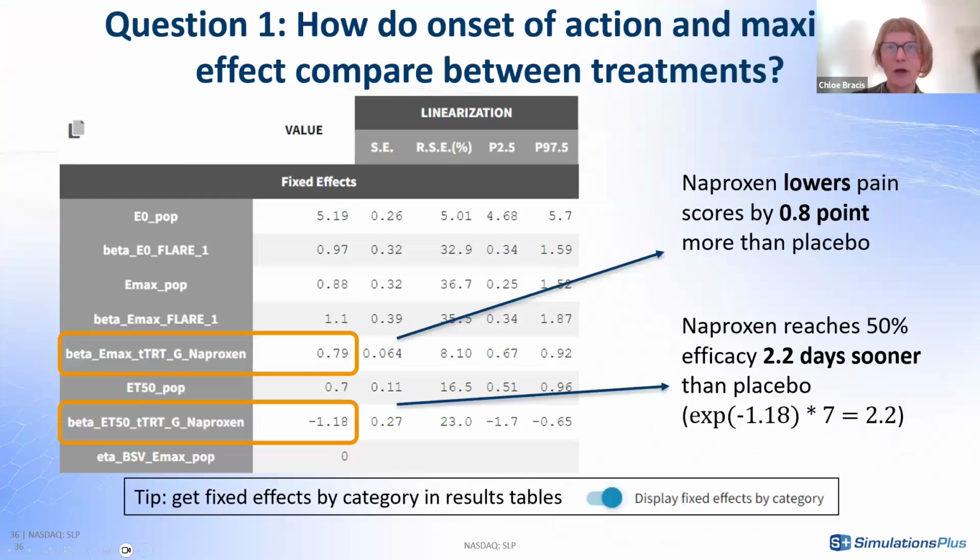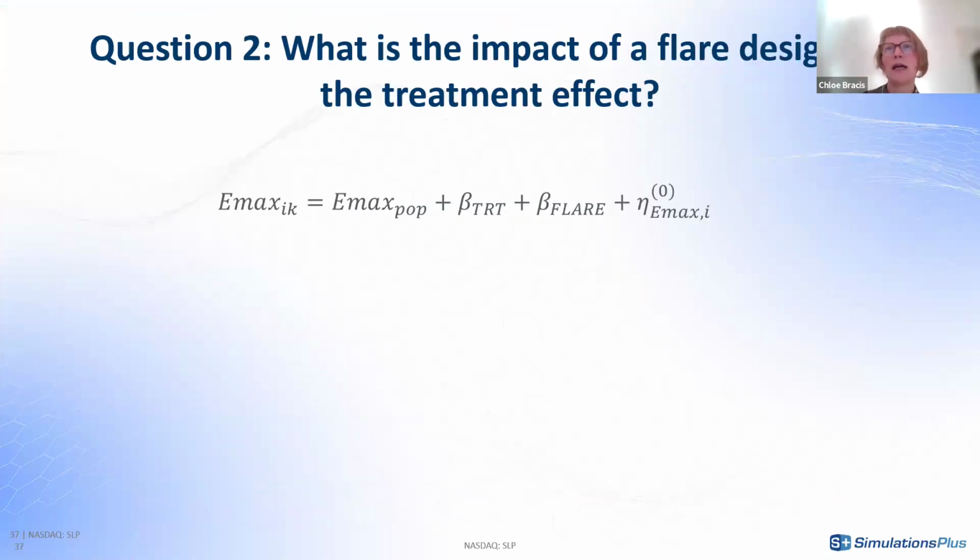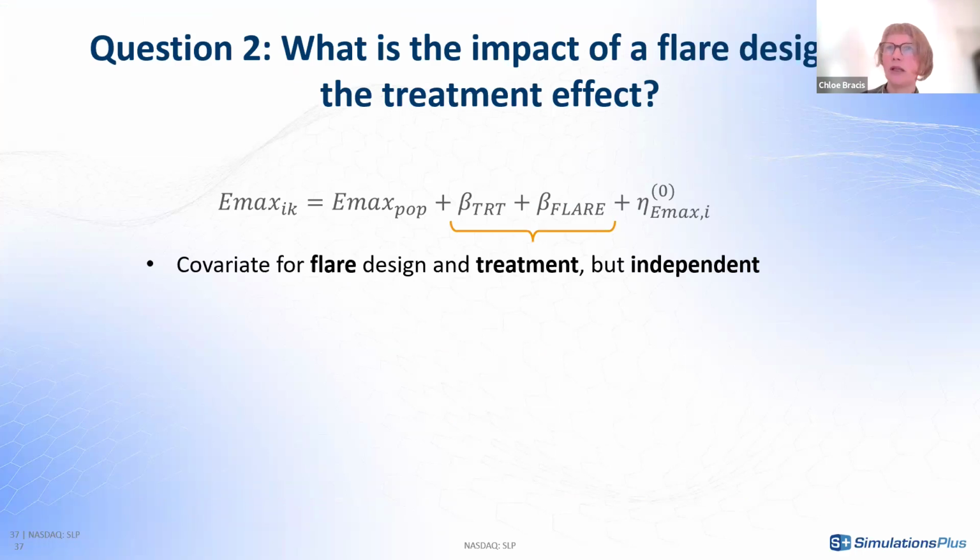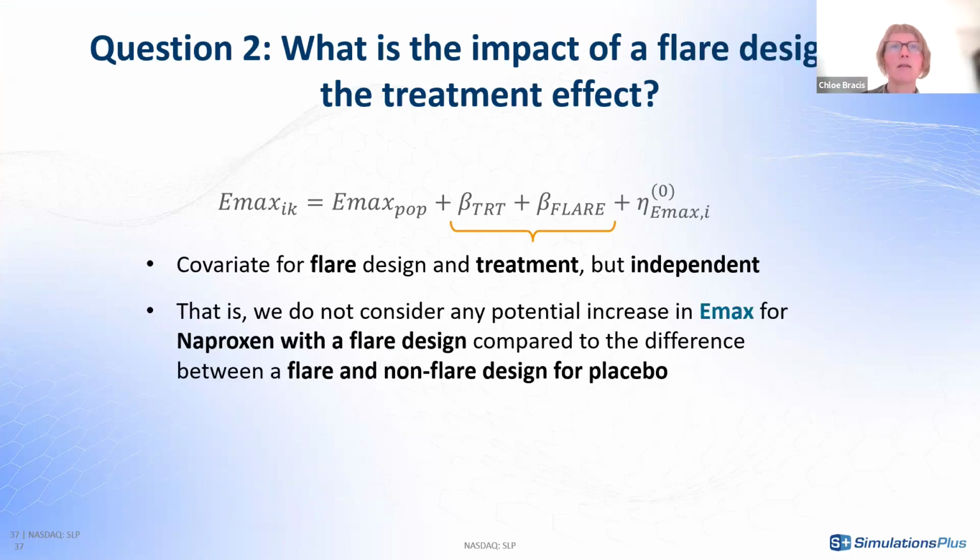So now let's go back to our question 2, which was, what is the impact of a flare design on the treatment effect? So if you remember our Emax parameter, we modeled as having a population parameter estimate, and then we have our 2 different covariate effects for treatment and flare. But if you remember, we're basically treating them here as independent. So that means we're not considering any potential increase in Emax for naproxen with a flare design compared to what difference we already see between flare and non-flare design for placebo. So we don't see any extra, for example, increasing Emax for naproxen with the flare design.